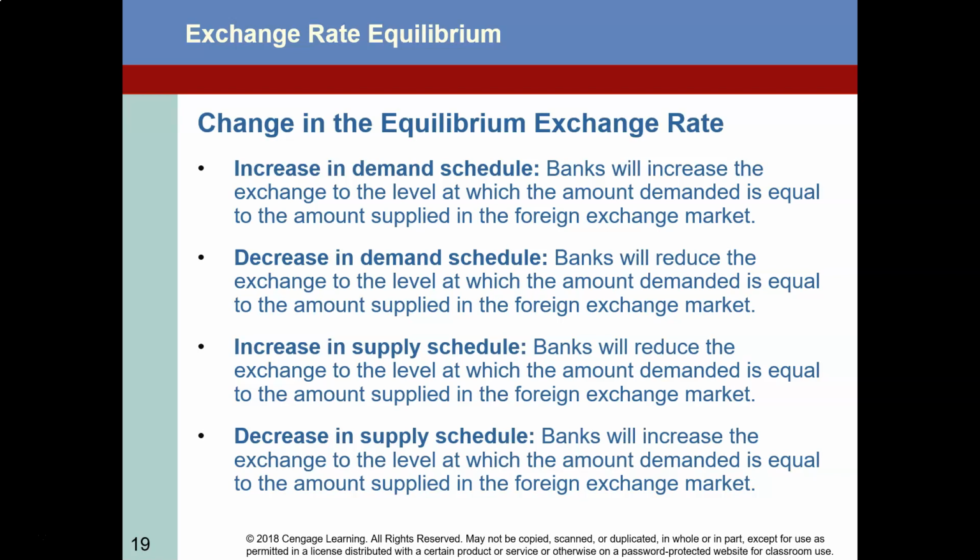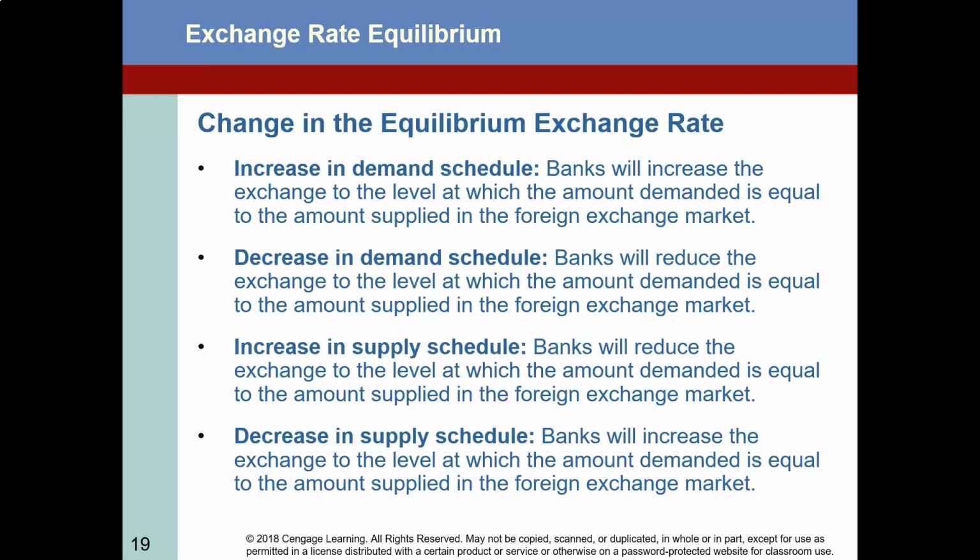But what if in the market there is, in general, a change in this line? Okay, for example, for each price level, what if there is an increase in the demand schedule? Remember what we said: when the value of the currency goes down, there is a higher demand for the currency, right? So that's why the demand schedule is downward sloping.